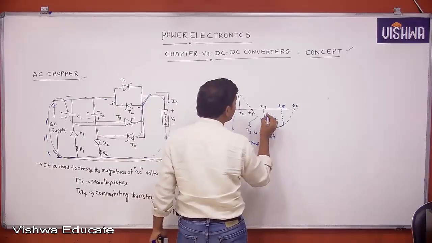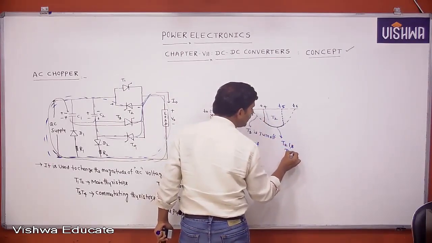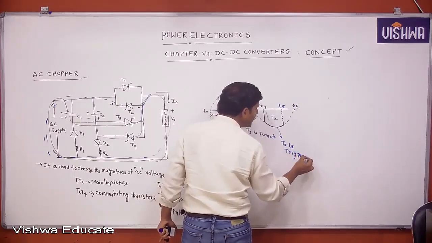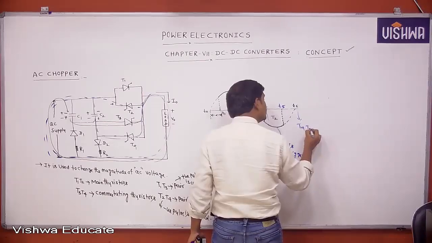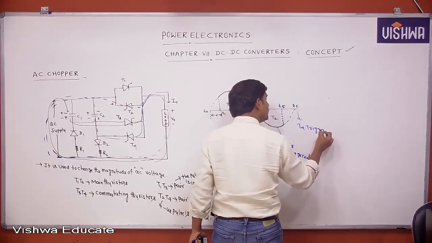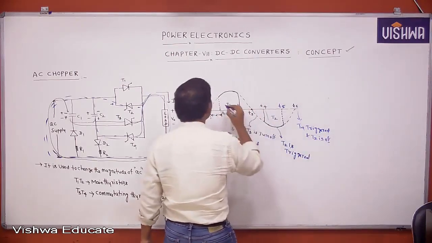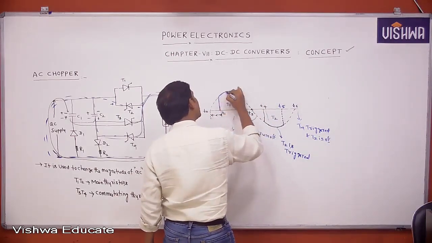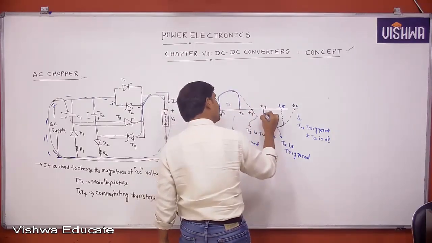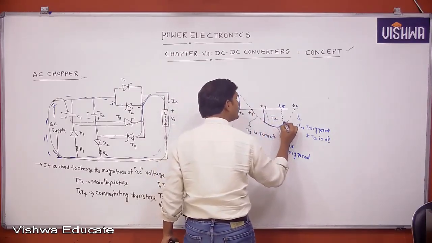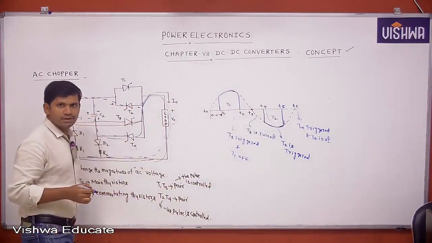What is this instant? T2 is triggered. Then what is this instant? T4 is triggered and T2 is off. Okay, like this we can control the magnitude of AC voltage. The magnitude of AC voltage is controlled by using this AC chopper.